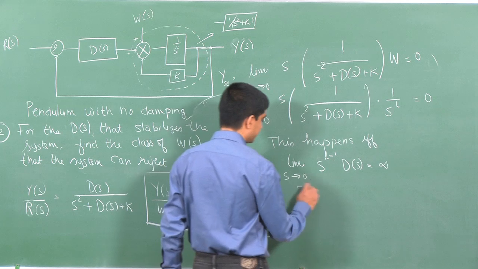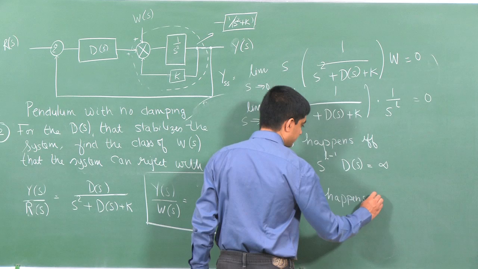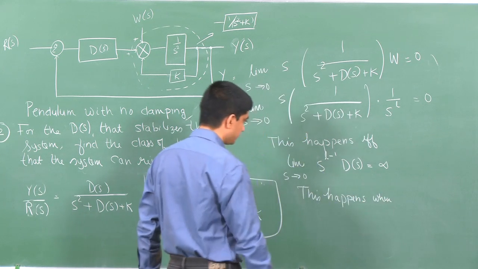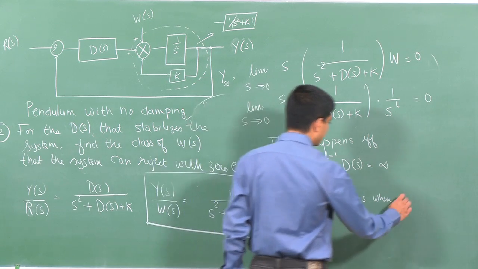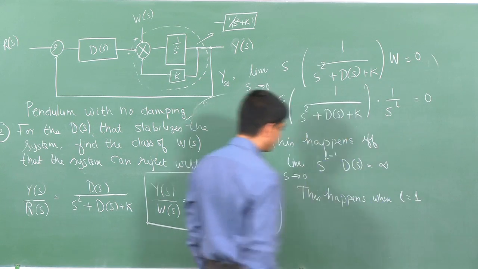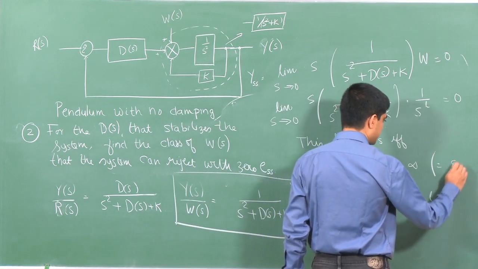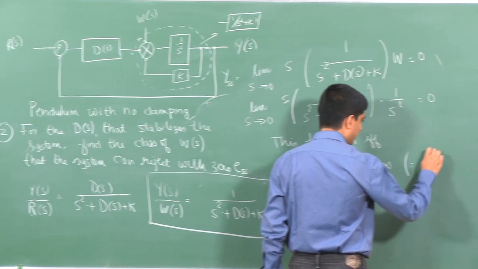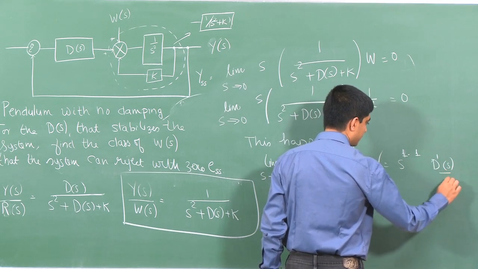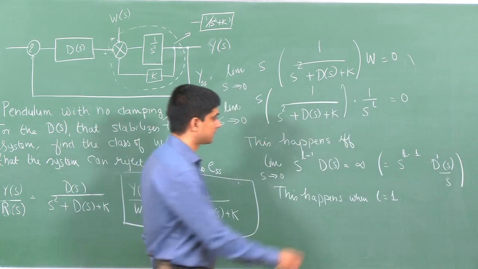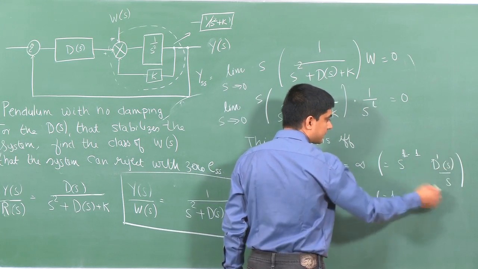And this happens when l is equal to 1. Let us see what happens when l equals 1. Then this guy is s to the power 1 minus 1. What is my D(s)? D(s) is D'(s) over s. So this guy just goes away, and in the limit as s goes to 0, I know D has a pole at the origin, and this guy goes to infinity.